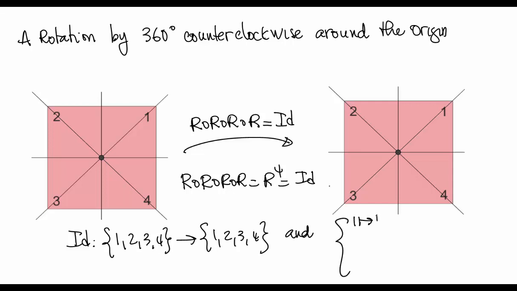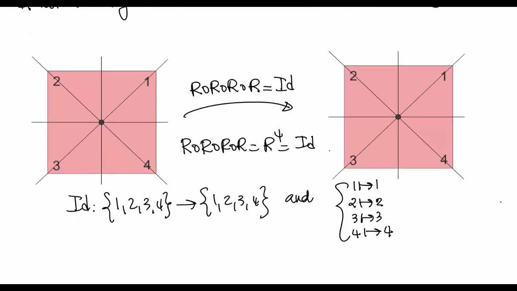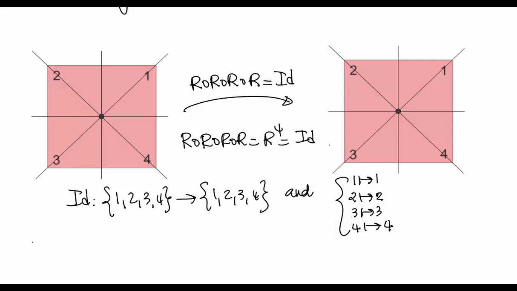So 1 goes to 1, 2 goes to 2, 3 goes to 3, and 4 goes to 4. Okay, so far we have constructed the identity symmetry. We constructed R squared, and then R cubed. So far we have 4 rotations, 4 symmetries. So are there any other symmetries? Well, yes.